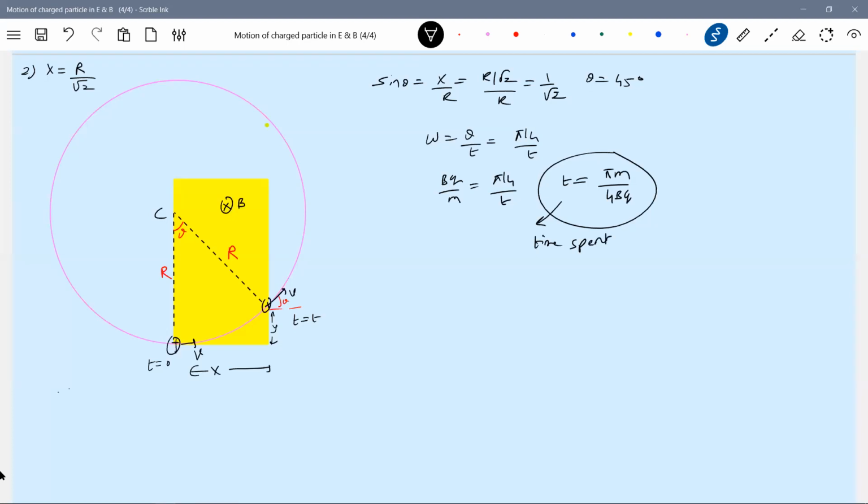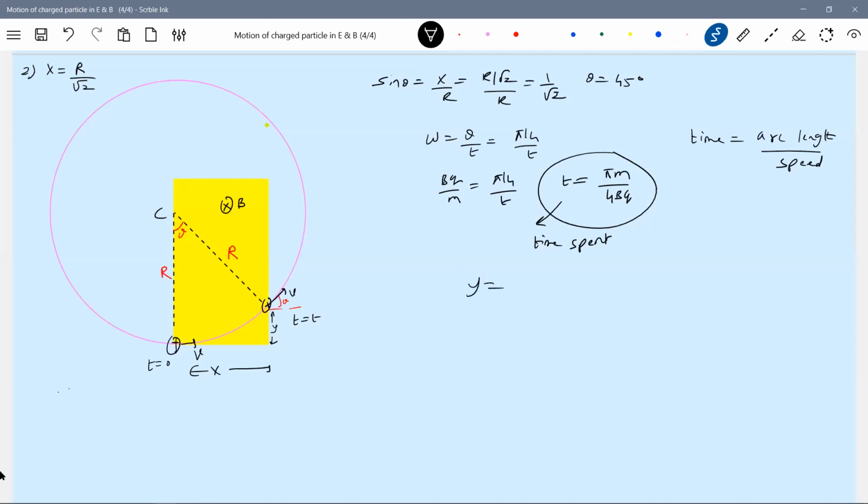Or you can also find the arc length. What is the time spent? Arc length by speed. You'll get the same thing. As it is moving with a constant speed, the work done by the magnetic field is 0. The conditions will be the same. Now, where is it going to leave? It's not going to leave at the same point. The point P will get shifted up because the y value will change.